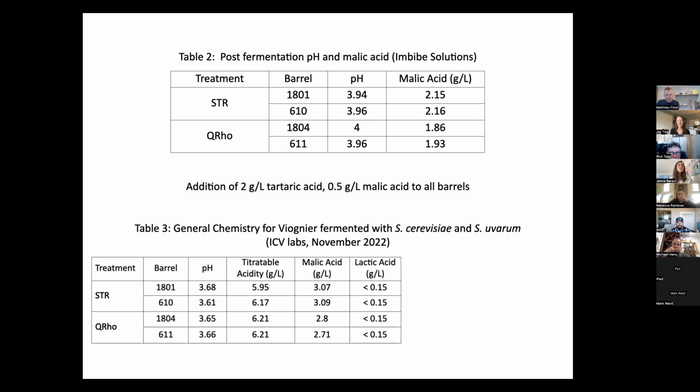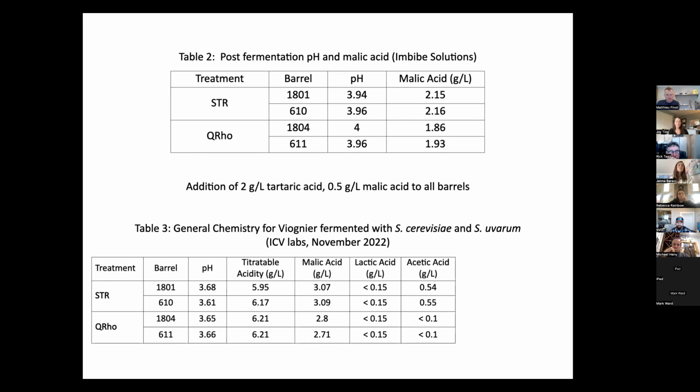And we did get lactic acid at this point, and there was no lactic acid at all. So that change in malic acid is not due to malolactic. That's really due to what's happening with the yeast themselves. So unfortunately, we did not see that effect of it. However, we did see a couple of other effects.